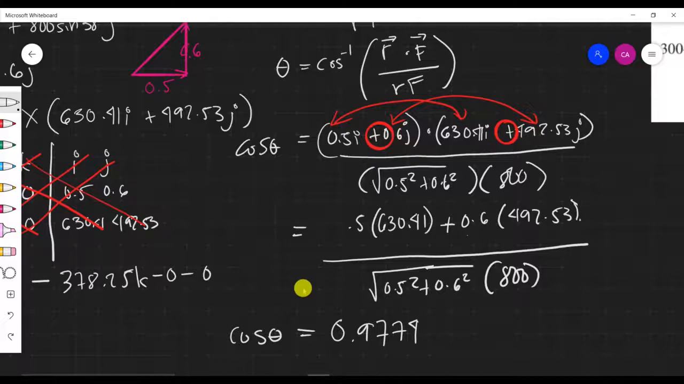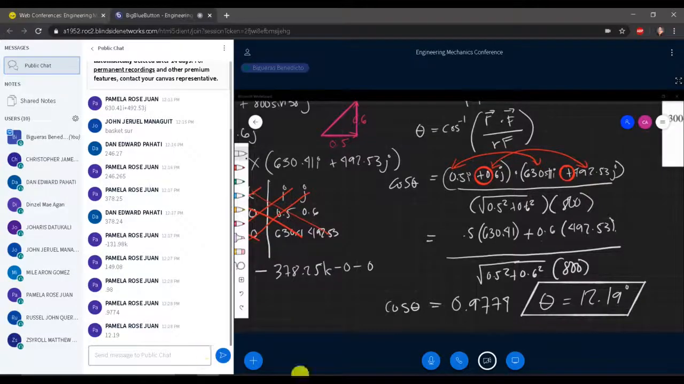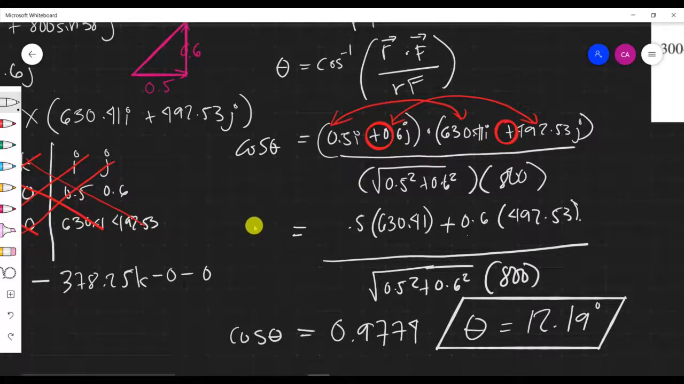Then, lumalabas na theta is equals to 12.19 degrees. Okay? So, ito yung angle natin. Sa wakas, nakuha na natin yung angle. 12.19. Very good.